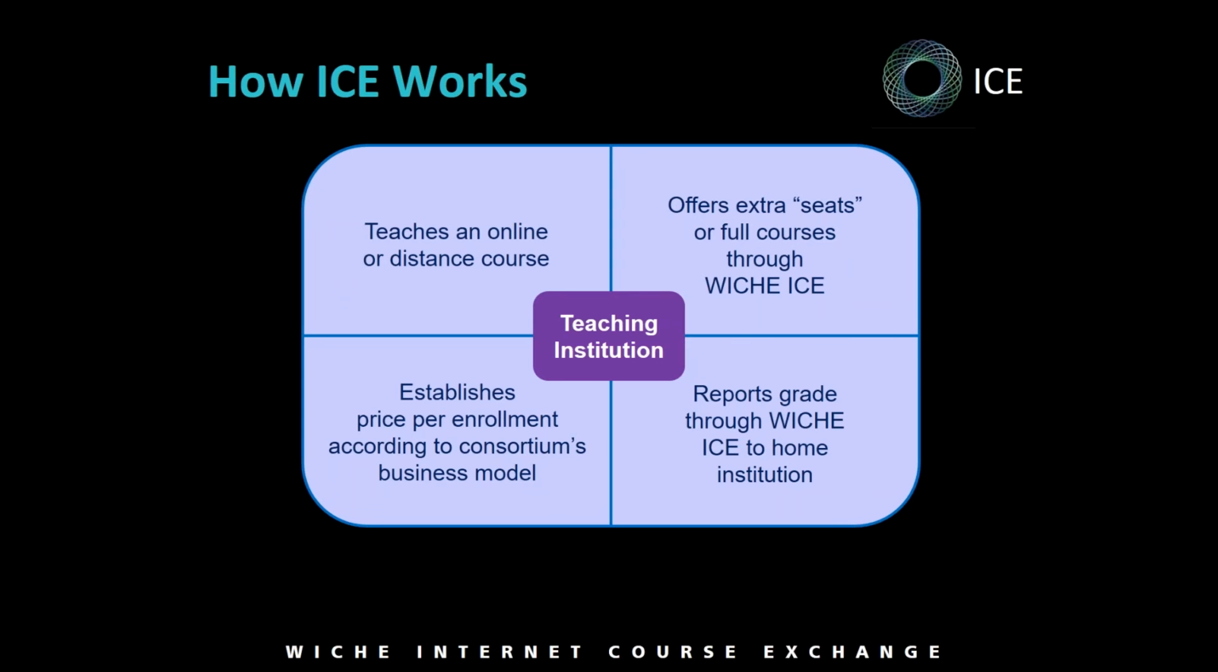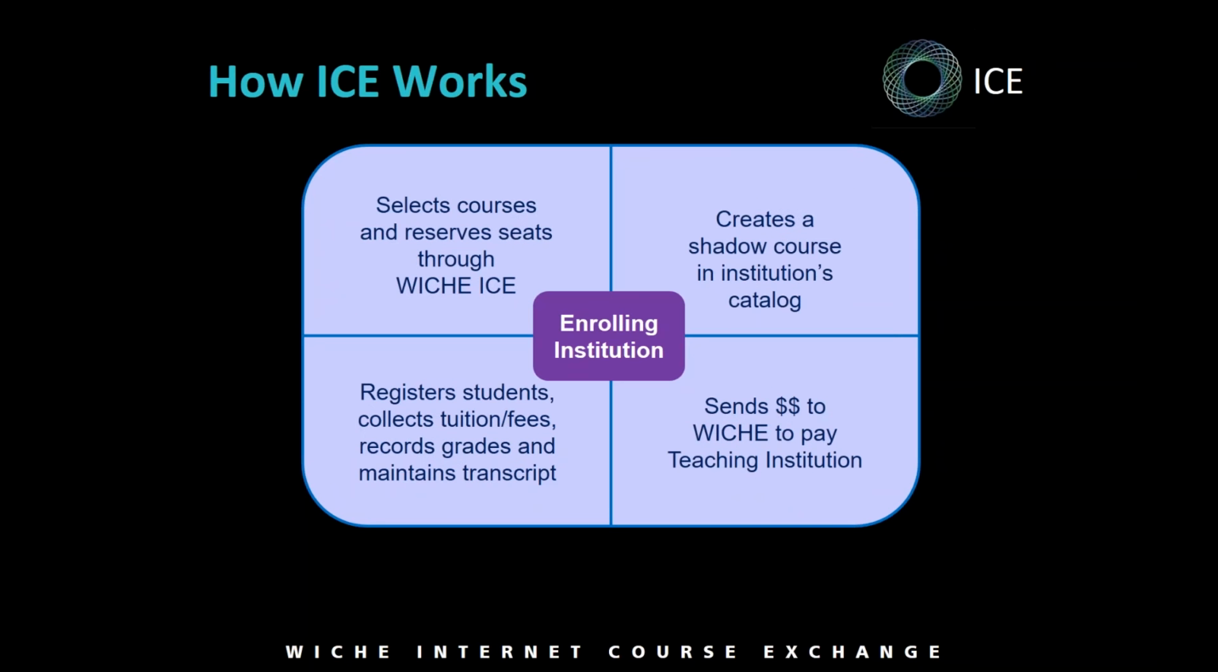So if that's what the teaching institution does, what does the enrolling institution do? Well, the enrolling institution decides which courses it is interested in making available to its students and how many seats it wants to reserve in those particular courses. It creates a shadow course in its institution catalog, and then students at that institution can register for the course there, they can pay the tuition and fees, and they will find the grade for that course recorded on their transcript at that institution as though it were taught by that home institution.